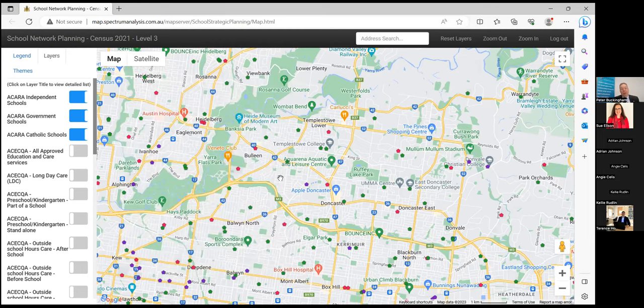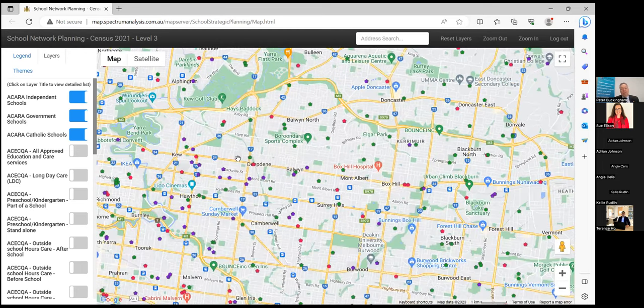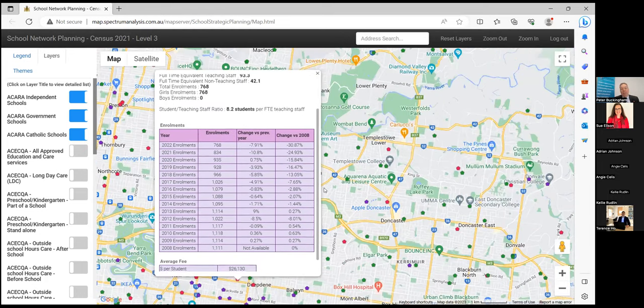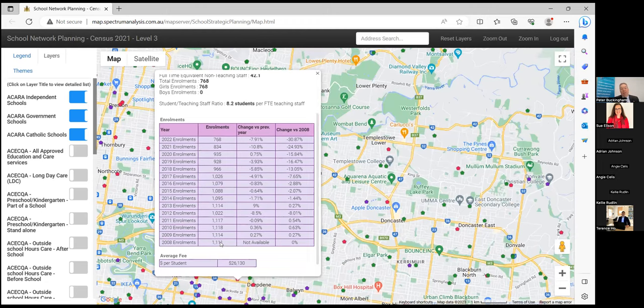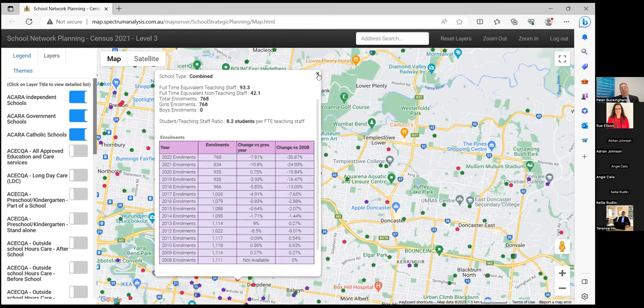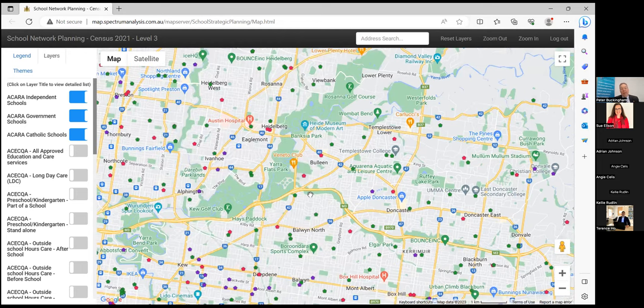Now, if I go to some other schools, and I'll just show you an example, might be here. Now, this is a school that is not travelling as well as you might hope. It's gone from 1,100 down to 768. So it's actually down 30% over the last 14 years. Now, they still have very strong student to teacher ratios. They're at 768. So we can look at any school we like and compare.